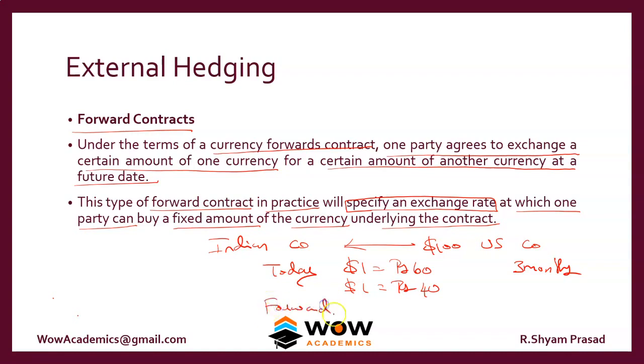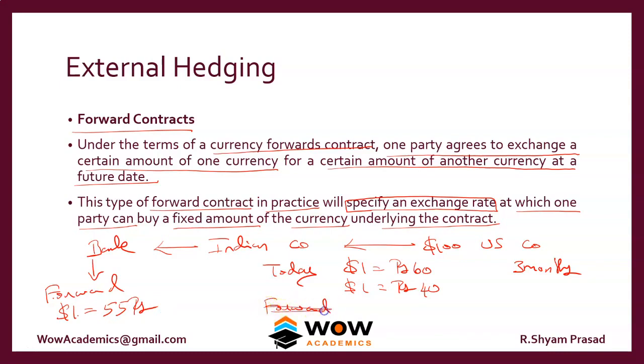Okay, you will enter into a forward. So what you do is you go to a bank and say that you want to enter into a forward contract. The bank says, in 3 months time, if you give us $100, for each dollar we will give you, irrespective of what is the price in the current market, at least 55 rupees. We will pay you 55 Indian rupees.